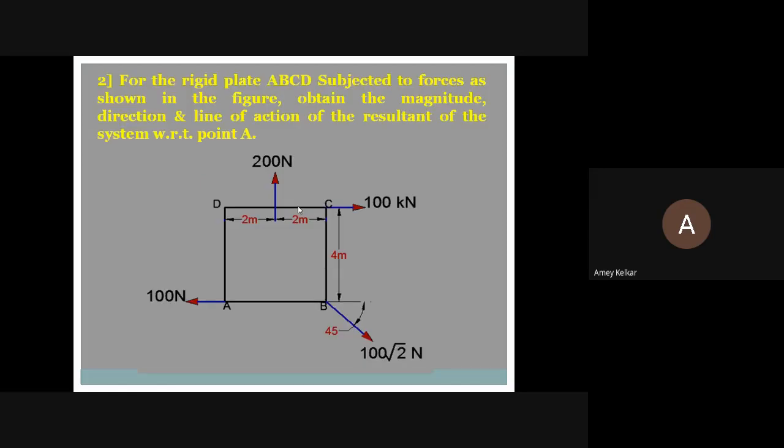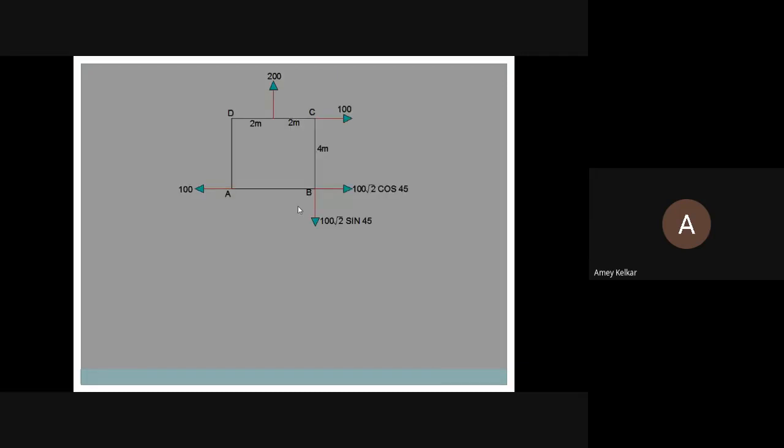So already I have resolved the components here. The 100√2 force is inclined at 45 degrees with the x-axis. For that, I've written 100√2 cos 45, 100√2 sin 45. Now the thing here is cos 45 is 1 by √2. The √2 gets cancelled directly. No need to use the calculator and put 100 into √2 into cos 45. Directly, cos 45 is 1 by √2, and you can cancel the √2. So get the summation Fx, summation Fy, and R and theta. Go ahead fast.